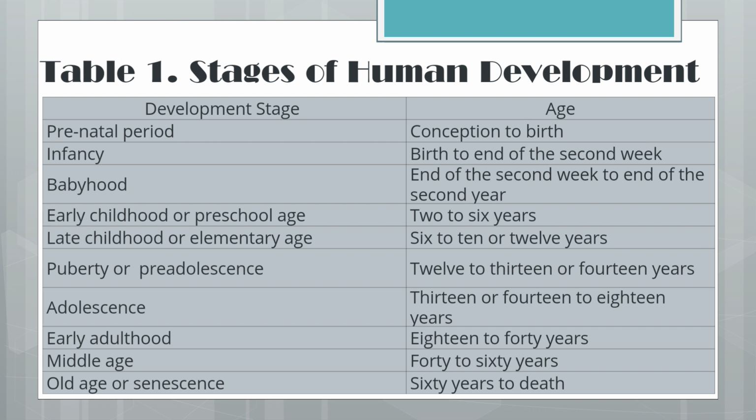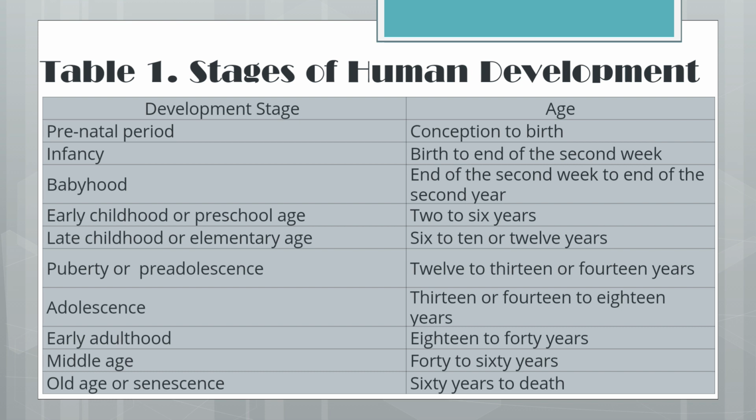Next will be infancy. Infancy is from birth to the end of the second week. So this is from the day that a baby is born up until 2 weeks. That is infancy. Now, babyhood is the third stage. In the third stage, it is from the end of the second week to the end of the second year. So this is from the end of the second week of the baby up until he or she becomes 2 years old.